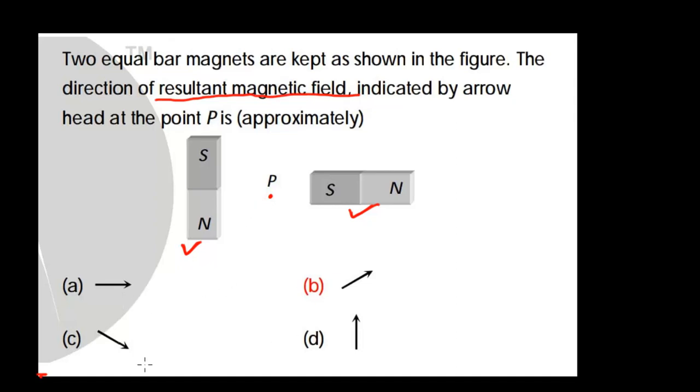There are four options given and this one is the correct one. So this point is actually on the equatorial line. This is the axis of the first bar magnet and this is the axis of the second bar magnet. For this bar magnet, this is an equatorial point, and for this bar magnet this point is on the axial line, and their net field, whose direction is to be calculated, is to be found here.